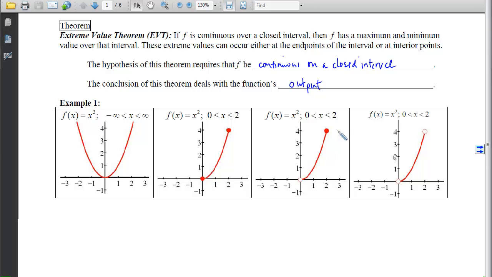But in this case, we still get a maximum of 4 when x is 2, but we do not get an absolute minimum because we can't ever get to that 0. On this one, when the entire interval is open and I don't have a closed endpoint on either end, even though the function is continuous, I am not guaranteed a max or a min, and I don't have one. So no max and no min.